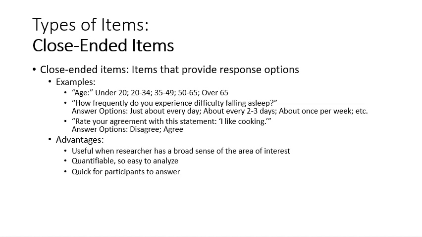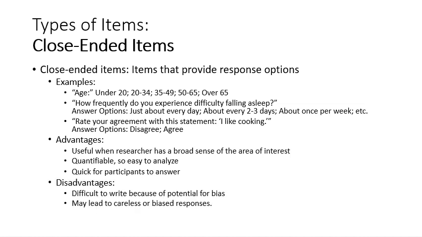The advantages are they're useful when the researcher has a broad sense of an area of interest. So if the researcher already has some ideas about what kind of responses to expect. They're quantifiable, so analysis is so easy. One person can do the analysis. The numbers are what the numbers are. And participants like them. They're easy for participants to answer. The drawback is they're harder to write, these questions, because there's lots of potential for misinterpretation and bias, like we looked at before, and poor questions can lead to careless or biased responses.